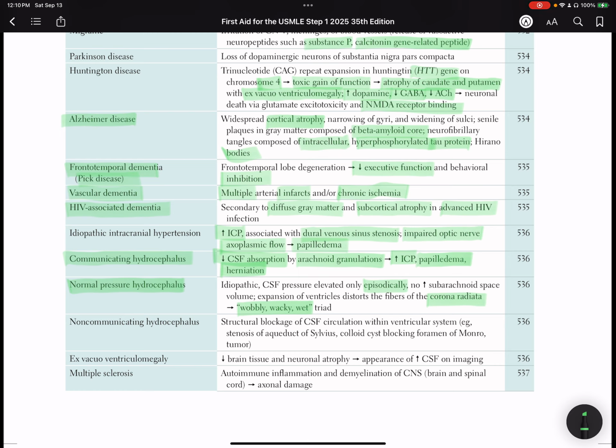Non-communicating hydrocephalus is caused by structural blockage of CSF circulation within the ventricular system, for example stenosis of the aqueduct of Sylvius, colloid cyst blocking the foramen of Monro, and tumor. Ex vacuo ventriculomegaly is because there is decreased brain tissue and neuronal atrophy, leading to appearance of increased CSF on imaging. What causes multiple sclerosis? Multiple sclerosis is caused by autoimmune inflammation and demyelination of the CNS, specifically brain and spinal cord, leading to axonal damage.